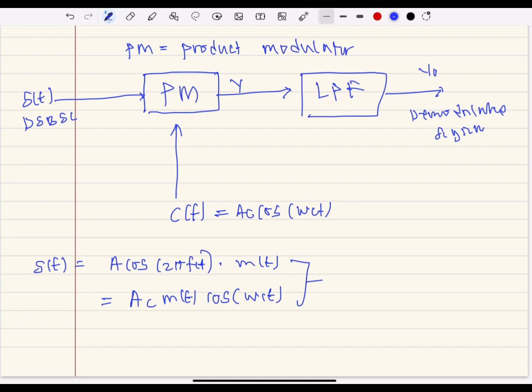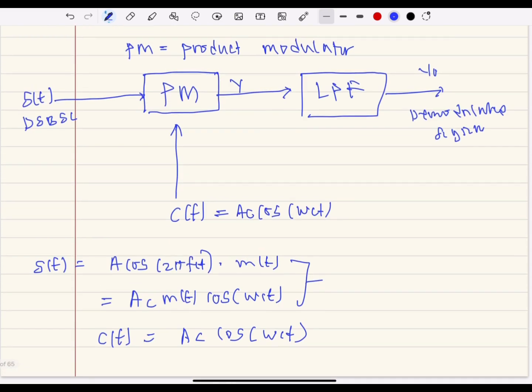Now, you're also aware that our carrier signal c of t is equal to AC cos omega ct. Mostly, they add the phase to it. That one is not something that I want to consider, because at the end of the day, I'm going to say that maybe the phase is either 0 degrees or 90 degrees and other stuff. But if you like, you can include it as well. So my carrier signal will be c of t equal to AC cos omega ct.